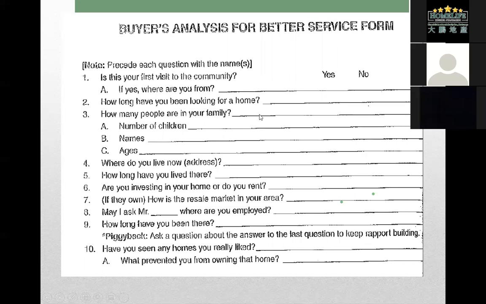How long have you been looking for a home? How many people are in your family? How many children do you have? What is the name? What's the age? Where do you live right now? How long have you lived there? You see, these are very detailed questions. Maybe sometimes we never think about that, but you can use this form. Every form is one client's detailed information. Once you ask and put in all the answers, and once you go home, you can study the situation, how we can help them, and where the property is best for them.